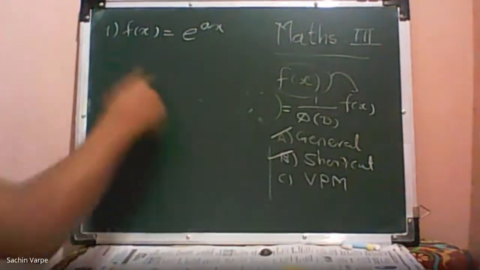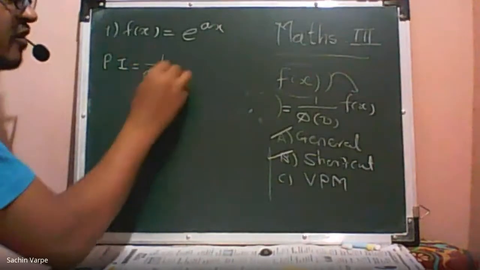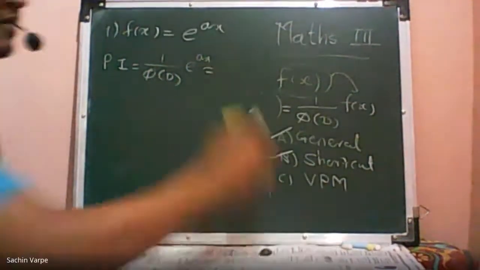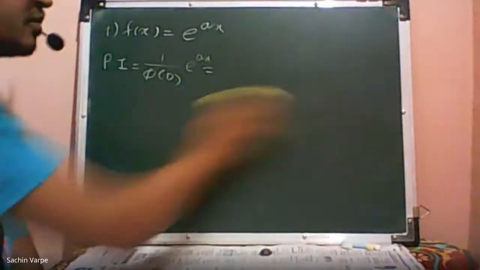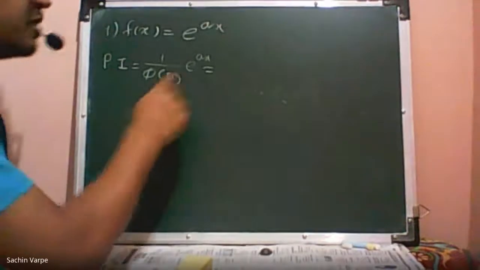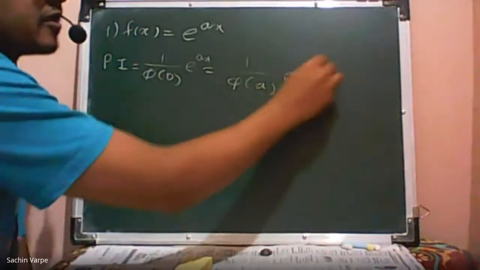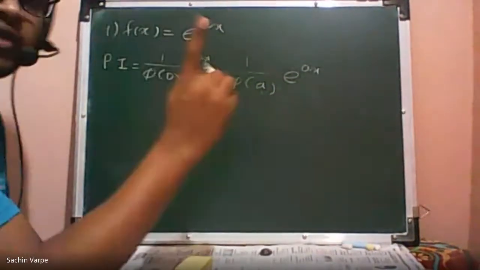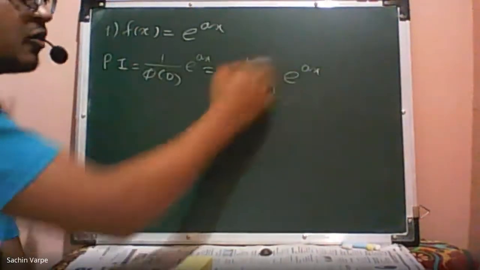So the shortcut method says the particular integral PI is equal to 1 upon phi of D e raised to ax can be written as, yes, the simple keyword is replace this D by a. So 1 upon phi at a e raised to ax. That's it. This will be the particular integral. Very easy. But provided that this denominator must be non-zero. It should not be the case of failure.